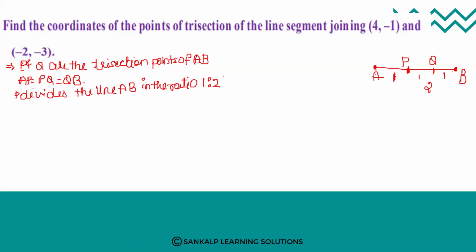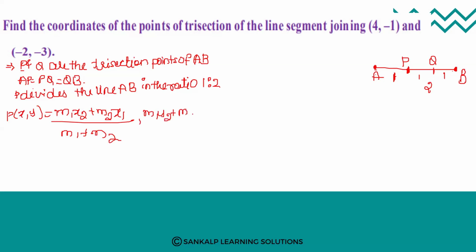We know the section formula, used when the ratio is given and we know the coordinates of 2 points. What does the section formula say? P(x, y) is equal to (m1 x2 plus m2 x1) divided by (m1 plus m2), and (m1 y2 plus m2 y1) divided by (m1 plus m2). Now m1 is 1 here, and this is m2.